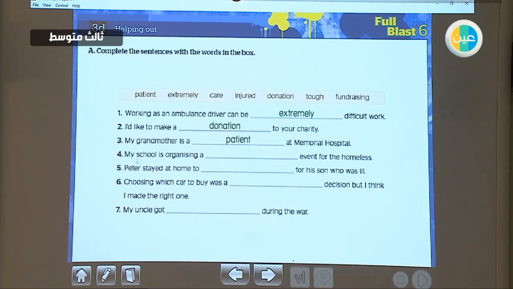Number 4, my school is organizing an event for the homeless. So what are they going to organize here? Here we can put a noun. They're going to organize fundraising.